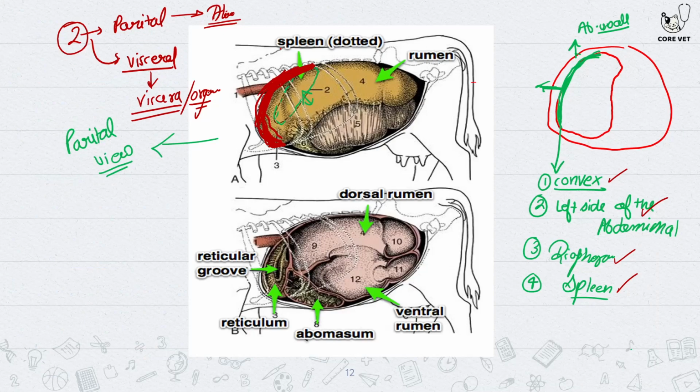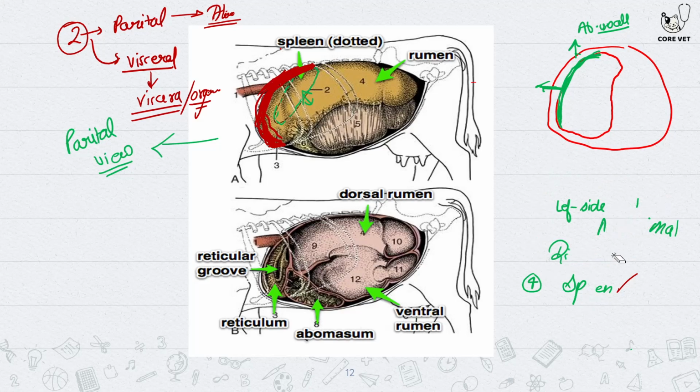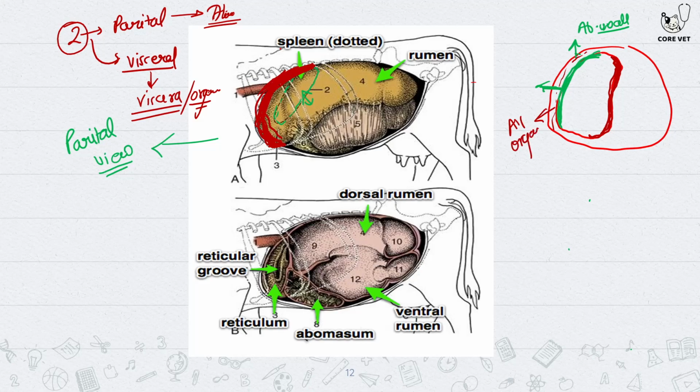Why so? As I had mentioned, see here, this is the visceral surface, right? This is the visceral surface. Obviously, in this small space, all the organs can't be accommodated. So that's why the parietal surface isn't in contact with any of the viscera except the spleen and the diaphragm. But if we talk about the visceral surface, this is the visceral surface.